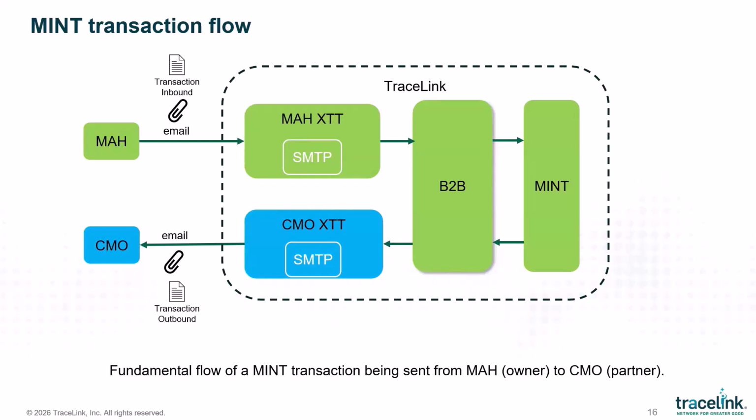After receiving a file from XTT, B2B transforms the inbound file to the canonical. Canonical is TraceLink's recognized file and sends the file to your Mint application. Mint determines that an outbound file is required to seller and sends the canonical to B2B. B2B again transforms the outbound file to the CMO's format and sends the file to the seller's SMTP connection. The outbound message is routed to the appropriate SMTP connection, ensuring it reaches the intended partner. In the following slides, we're going to explore each component in detail.